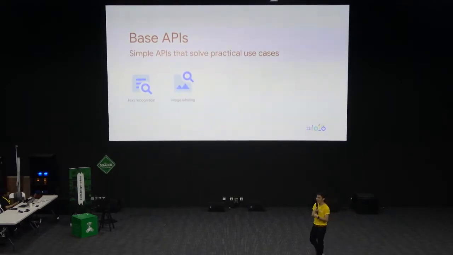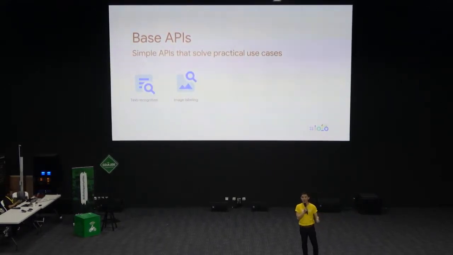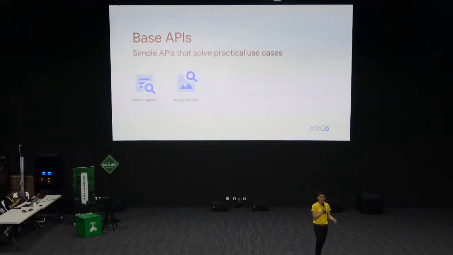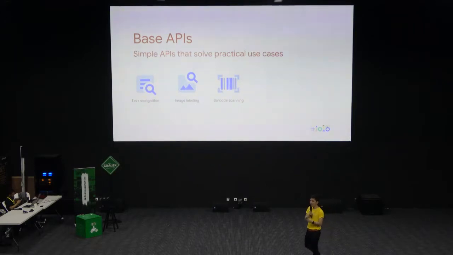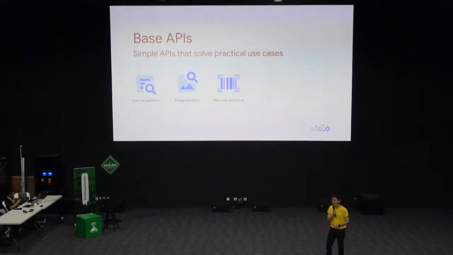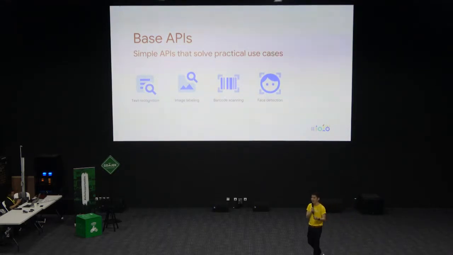Next is image labeling. Image labeling helps you detect objects in an image. The third one is barcode. ML Kit for Firebase supports detecting barcodes, QR codes, and standard barcodes around the world. The fourth one is face recognition. It helps you detect the eyes and smile on your face. ML Kit will know whether you open the right eye, the left eye, or both eyes, and will know whether you are smiling or not.